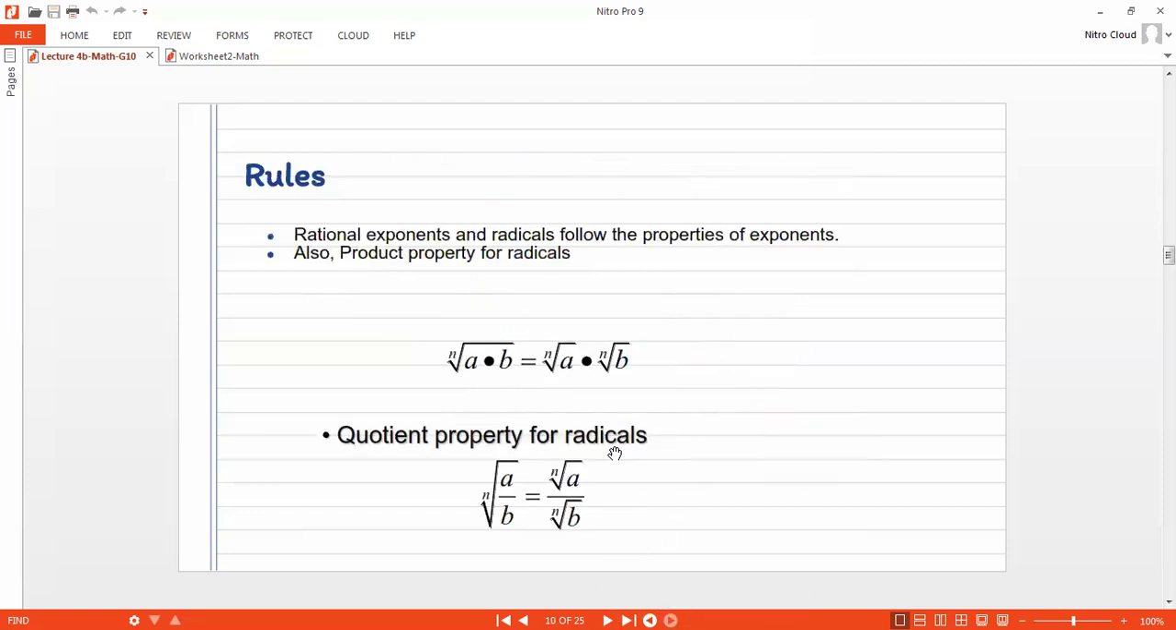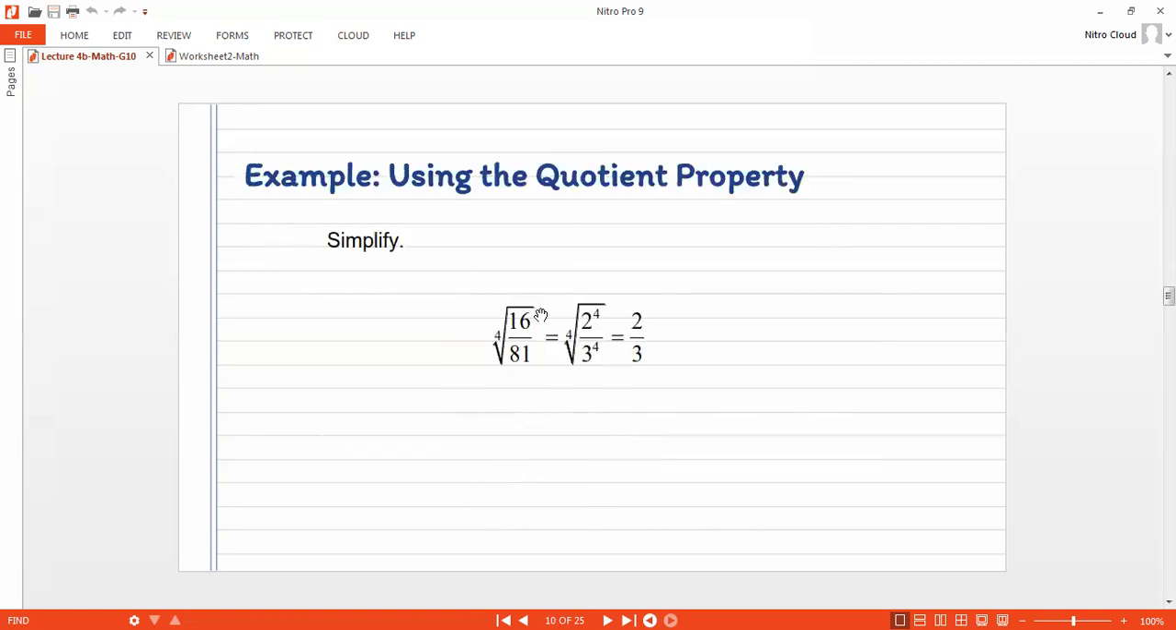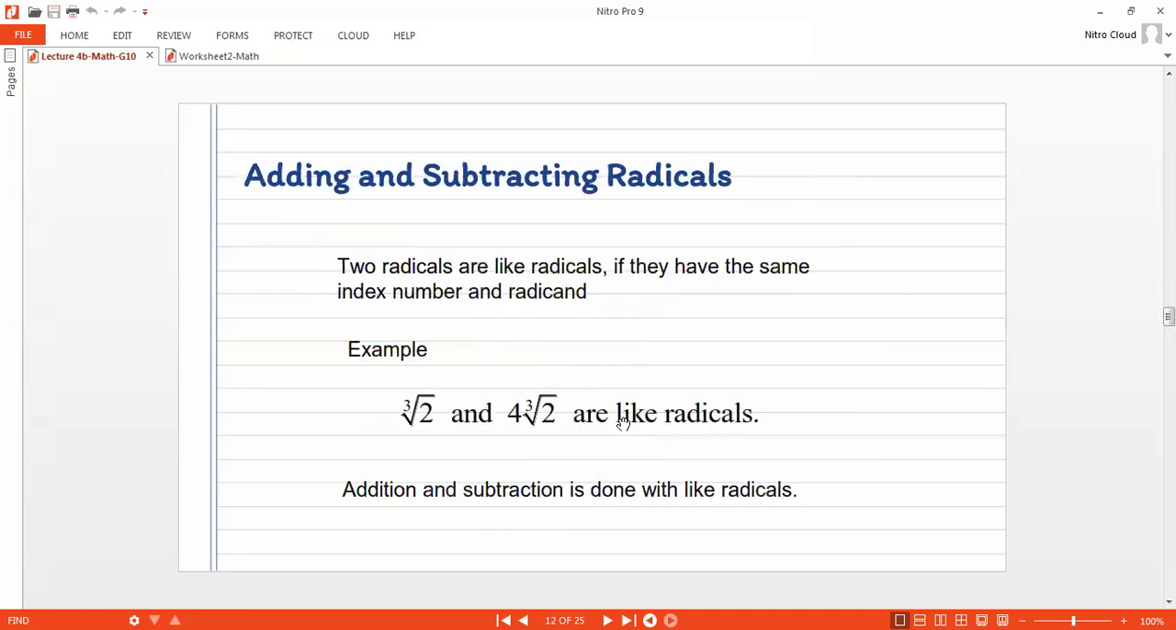Let us continue. These are some properties. So the index is for both A and B. Also, if we have a quotient, this can also be split for both. Like for example, if we have the fourth root of 16 over 81, the fourth root is distributed among the numerator and the denominator in this case.